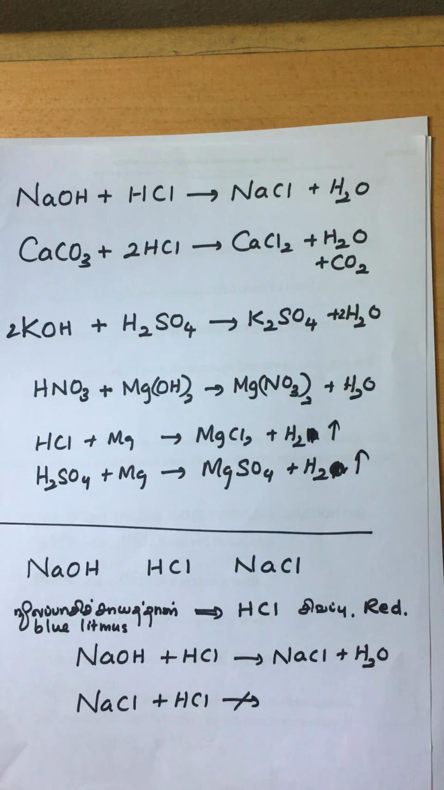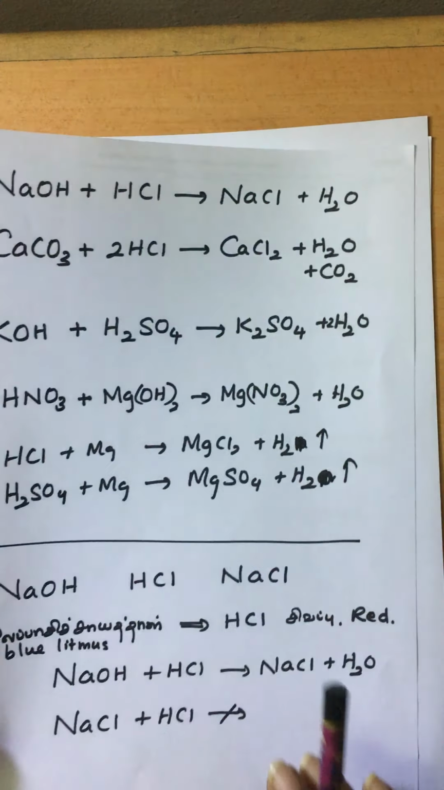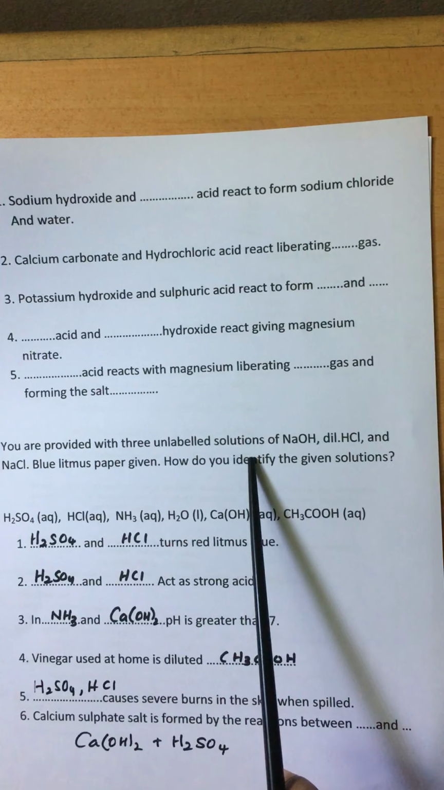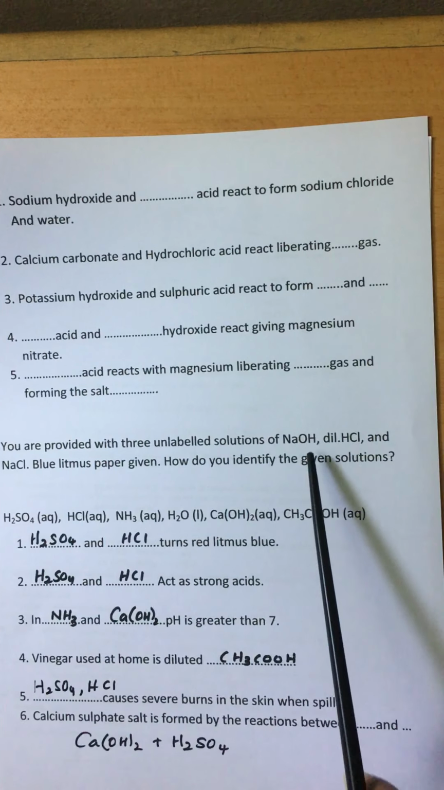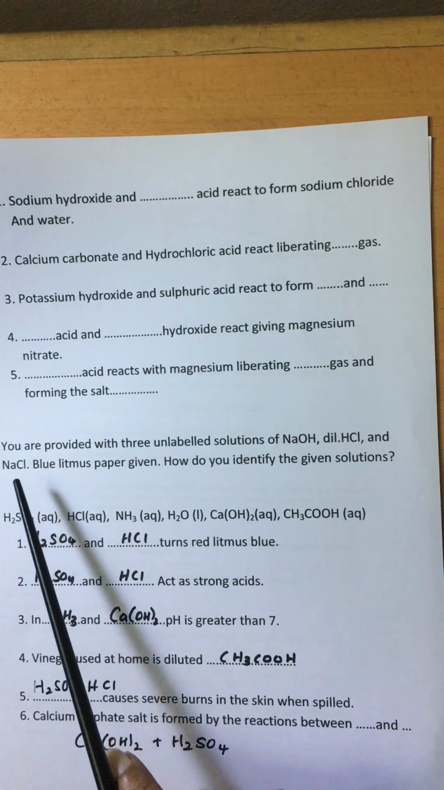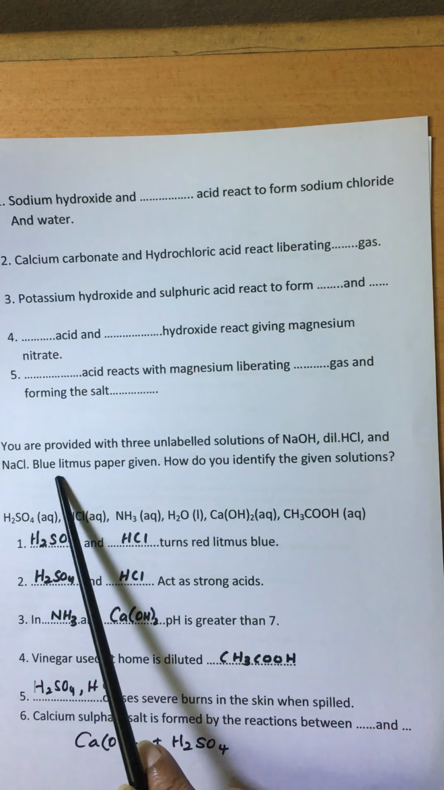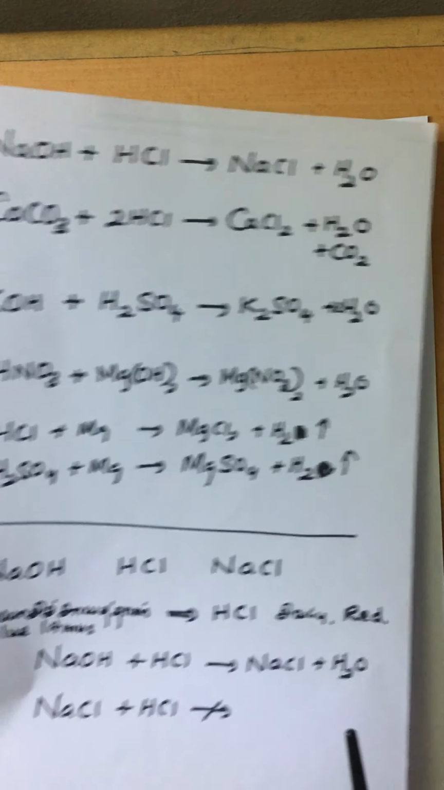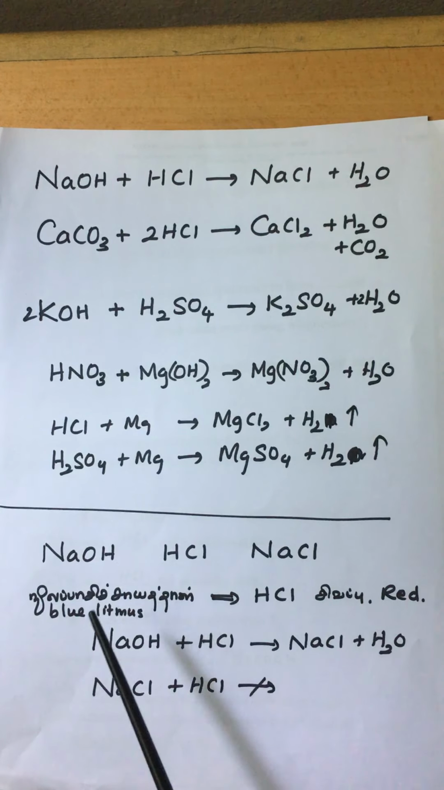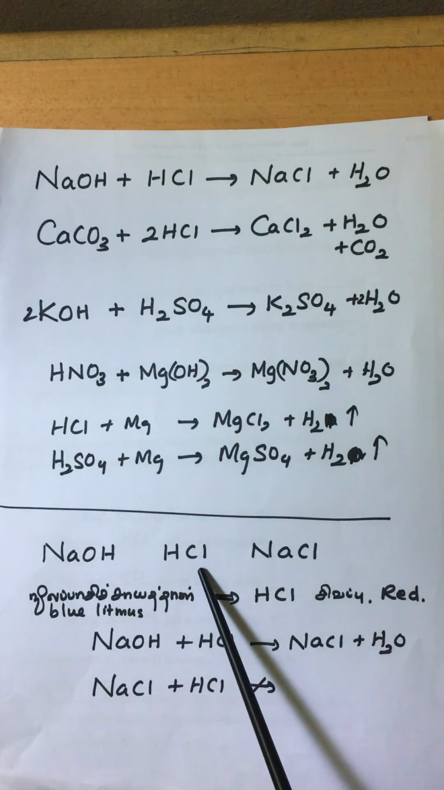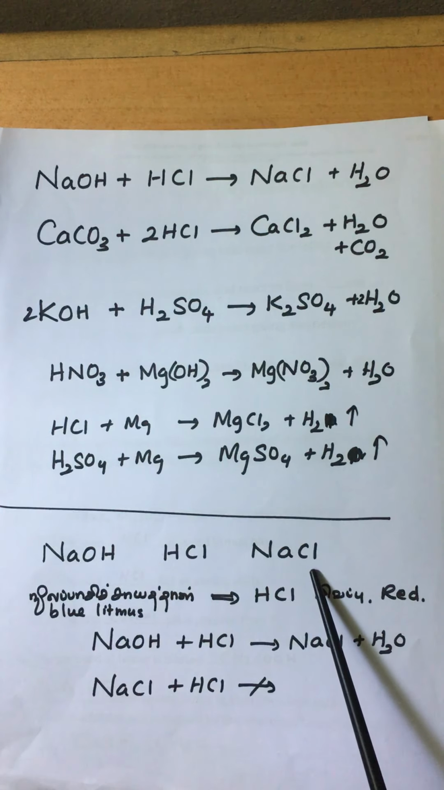So that is the first exercise. Second, they are asking: you are provided with three unlabeled solutions, sodium hydroxide, HCl and sodium chloride. They gave you only blue litmus paper to identify these solutions. So in the unlabeled bottles, there are three solutions: sodium hydroxide, hydrochloric acid, sodium chloride.